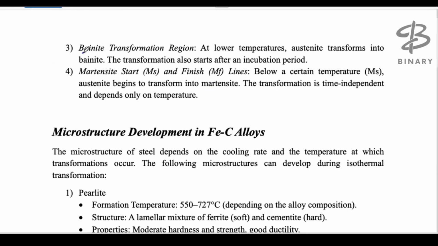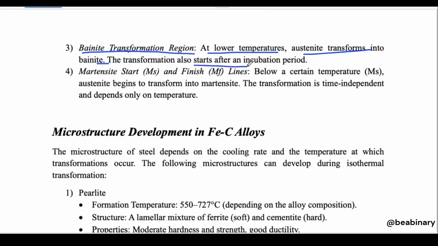The third one is the Bainite transformation region. At low temperatures, austenite transforms into Bainite. The transformation also starts after an incubation period. It means that at a very high temperature you have austenite, and if you keep it at a high temperature, the austenite will be in a stable condition. But as soon as you start decreasing the temperature, you have a different process, right?